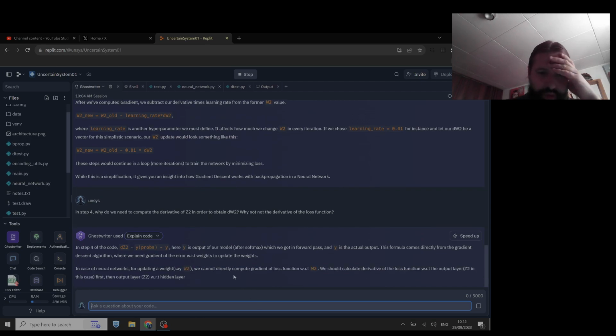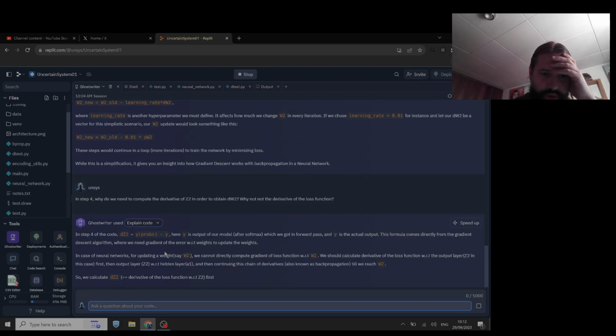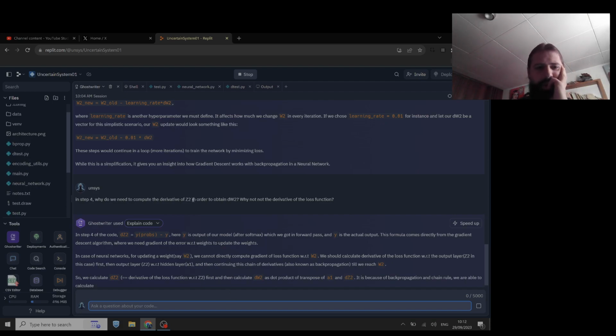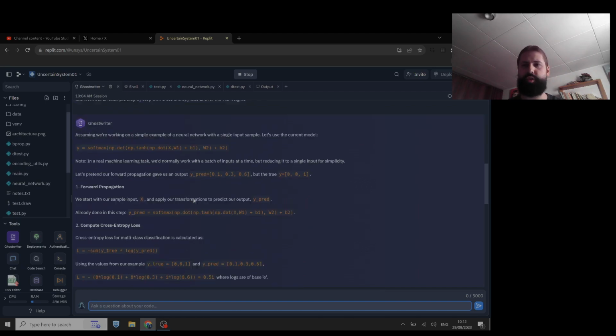So in step 4, the code, there's no such code, right? Explain code. I don't want to explain code. It would be good if it kept the mode. I can choose the mode up front.